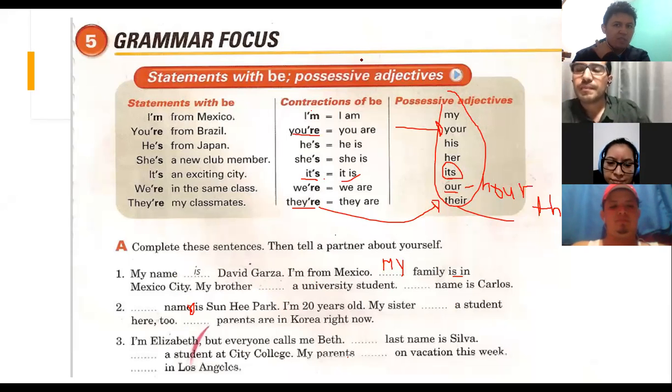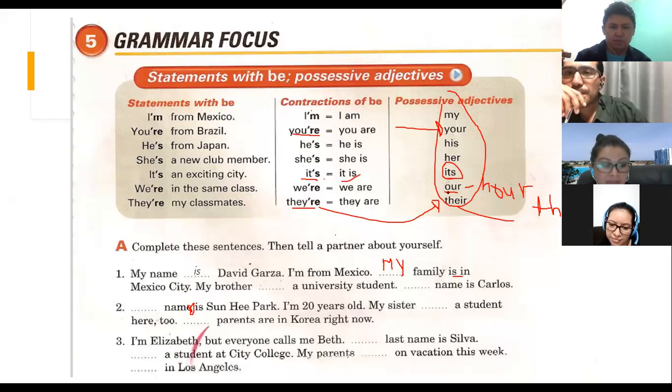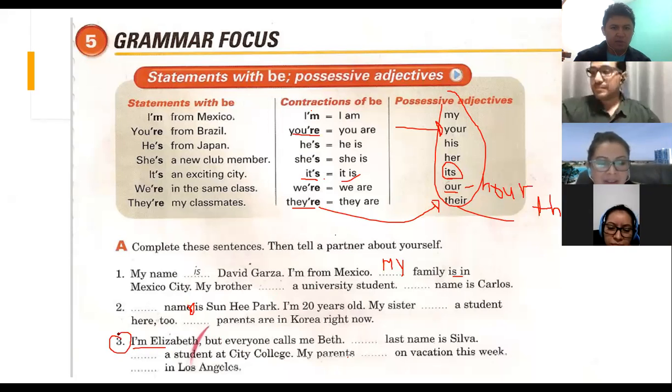And then the last one, Noemi Cornejo, please, if you would like to help us. The last one, I'm Elizabeth, but everyone calls me. My name is, perdón, como no le entendí, me confundí. That's okay, just read, please. Number three. In this case, you just have to read. Solo vamos a leer lo que está acá. I'm Elizabeth, but everyone calls me Beth.